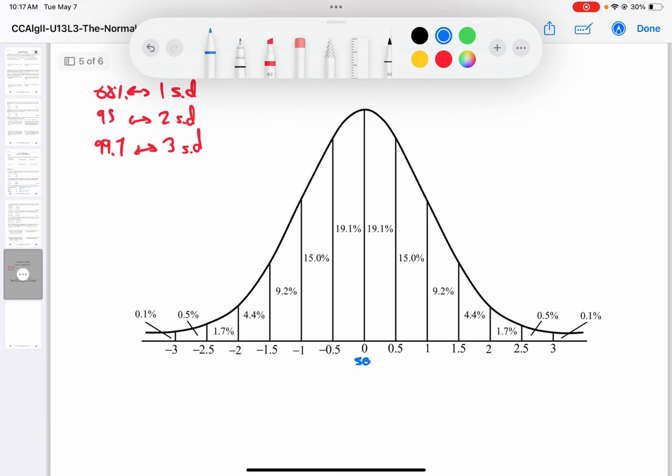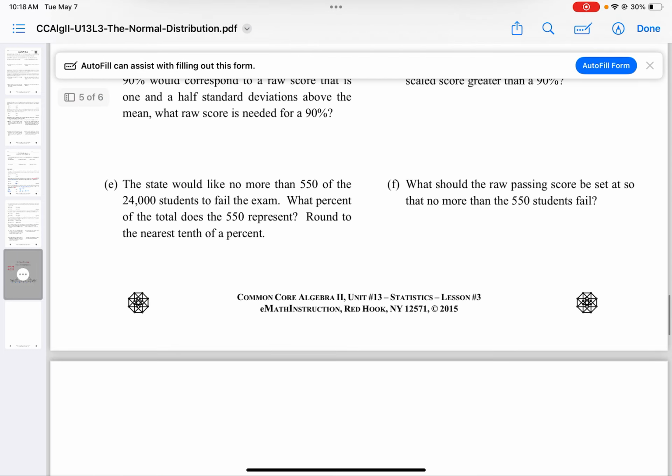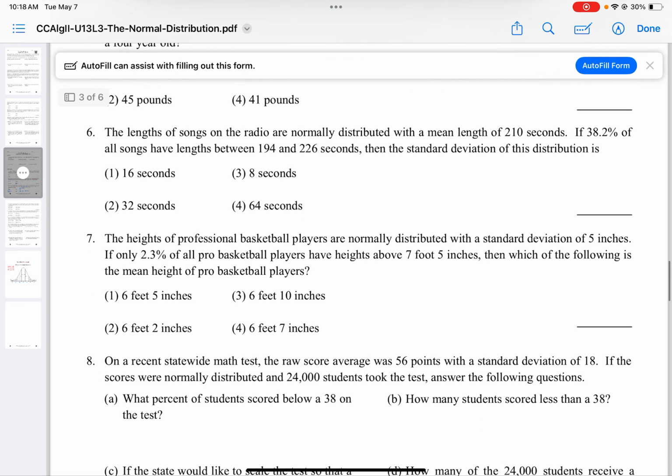So we go up one standard deviation to get to 74. It's 92, 110, and then 38, 22. Okay. Where is it? Here it is.